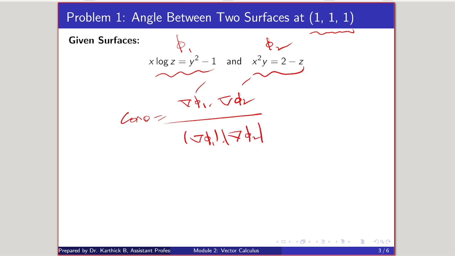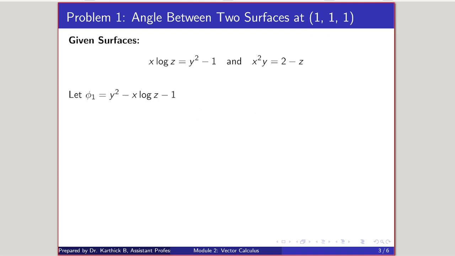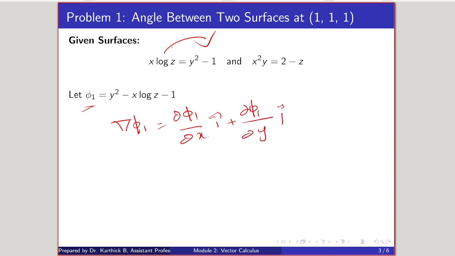First we want to find the gradient for pi 1 and pi 2 separately, then it is easy to find the modulus of each gradient. First let me take this as pi 1, moving everything to one side. Now I am going to find gradient pi 1. It will be dou pi 1 by dou x i vector plus dou pi 1 by dou y j vector plus dou pi 1 by dou z k vector.